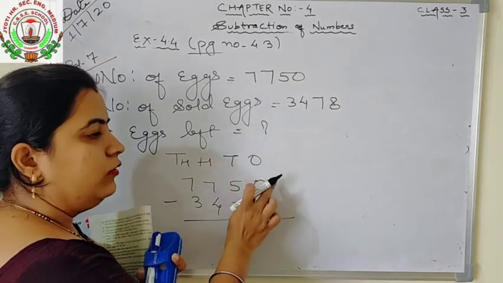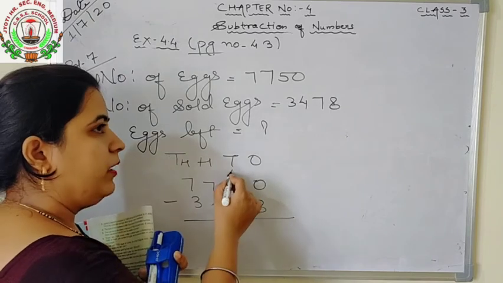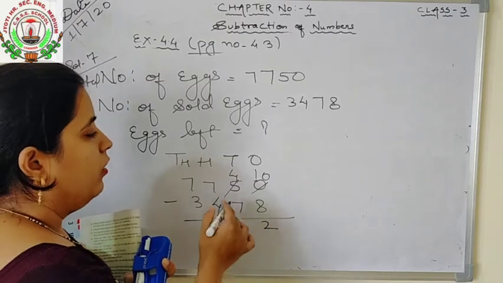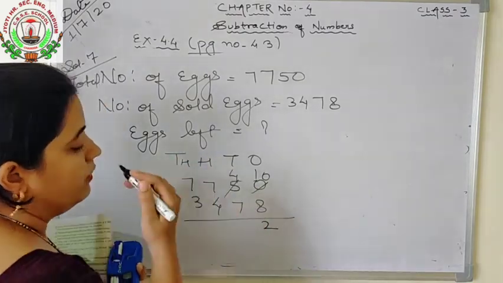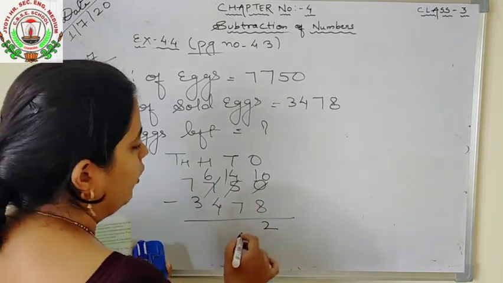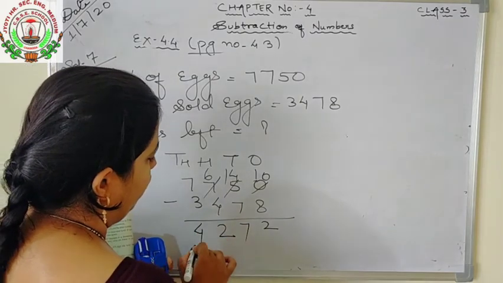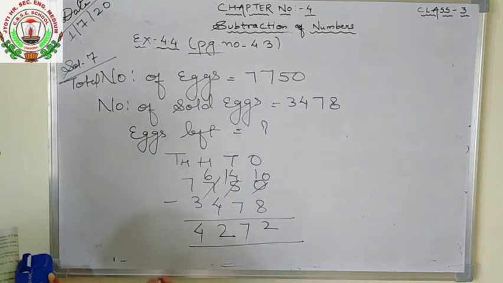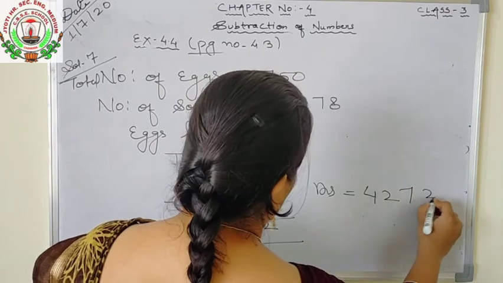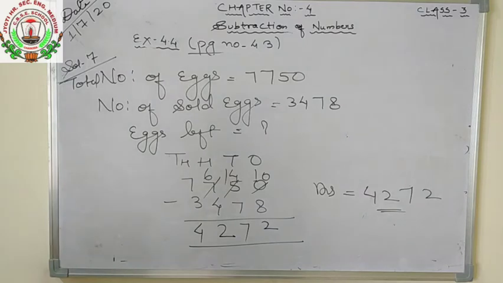Okay. So from 0 we can't subtract 8. So we will take carry from here. It will become 4. This will become 10. 10 minus 8 is 2. What next? 4 minus 7 is not possible. Okay, so we will take carry from here. This will become 6. This will become 14. 14 minus 7 is 7. 6 minus 4 is 2. 7 minus 3 is 4. So how many eggs were left? Answer is 4272 eggs are left. Now question number 8.